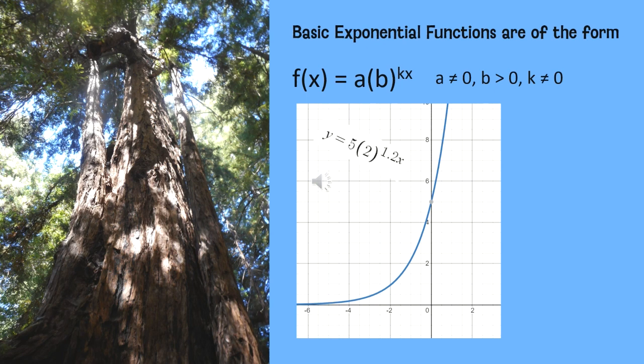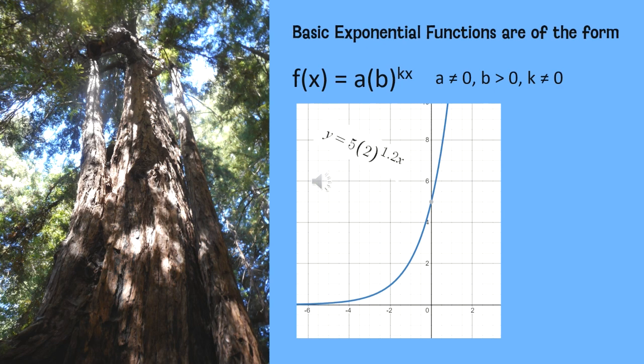Here we have an example with leading coefficient 5, base of 2, k of 1.2, which is the coefficient of x, and 1.2x is serving as the exponent on the base of 2. This is an increasing function that increases fairly rapidly, although notice when x is negative, the graph rapidly levels out near 0. It will never actually equal 0 because it is not possible to find any value of x that will make the value of this function 0. So we say that the x-axis is a horizontal asymptote for this function.